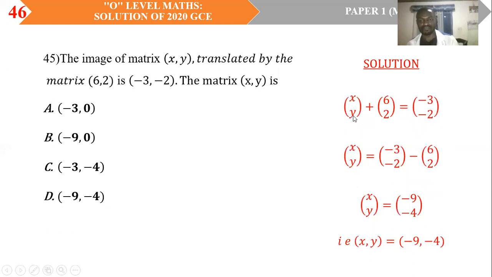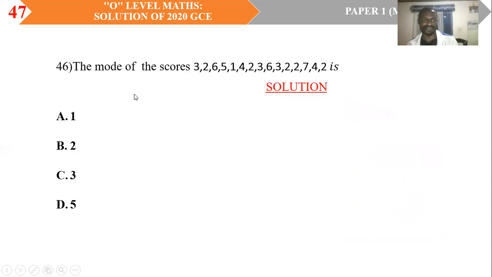Now, solving for XY, we send this matrix to the other side and subtract. So XY will be -3 minus 6, which is -9, and -2 minus 2, which is -4. So the answer is [-9, -4].